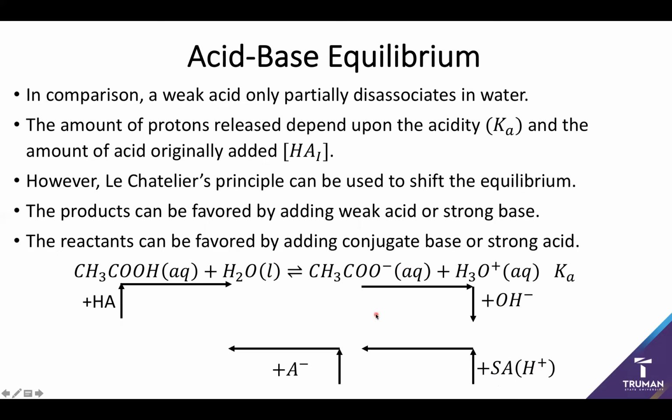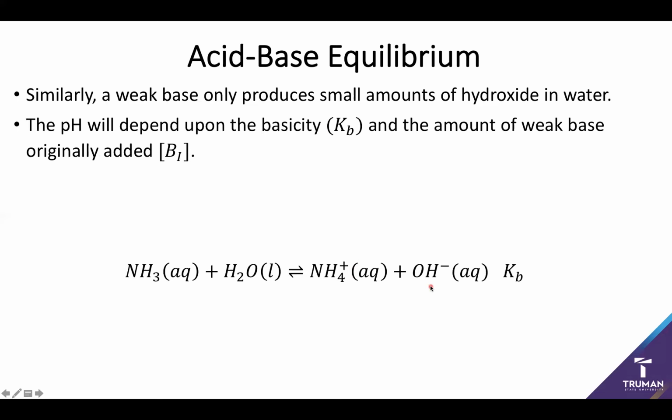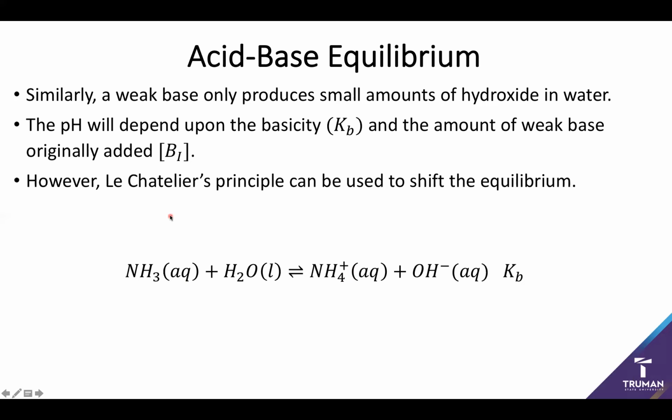Now we can apply these same principles to a weak base, one of the iconic versions here being ammonia. So ammonia naturally breaks apart and forms a certain amount of ammonium and hydroxide in solution. Now it turns out that normally when we're looking at the pH for this system, it's going to depend on, again, the basicity, so how much our given weak base wants to break apart, and the amount of base I add. So we can again shift the system using Le Chatelier's.